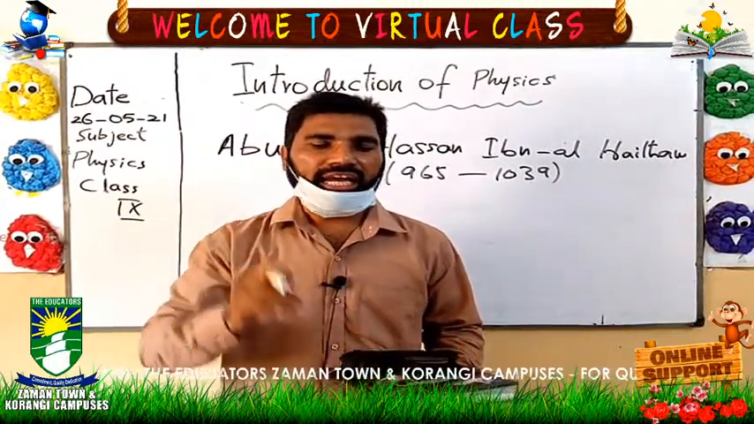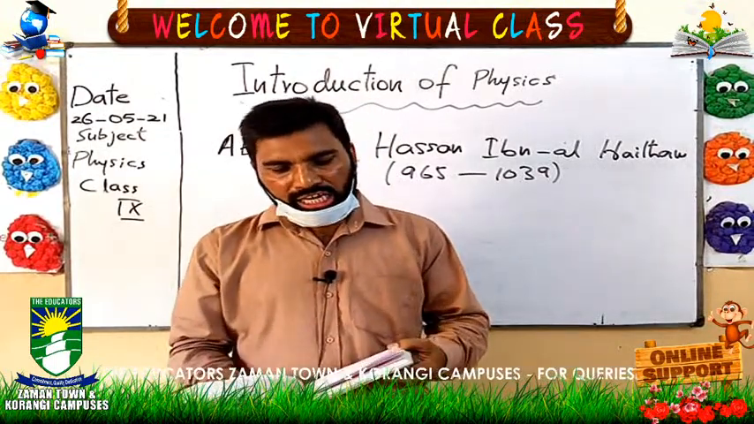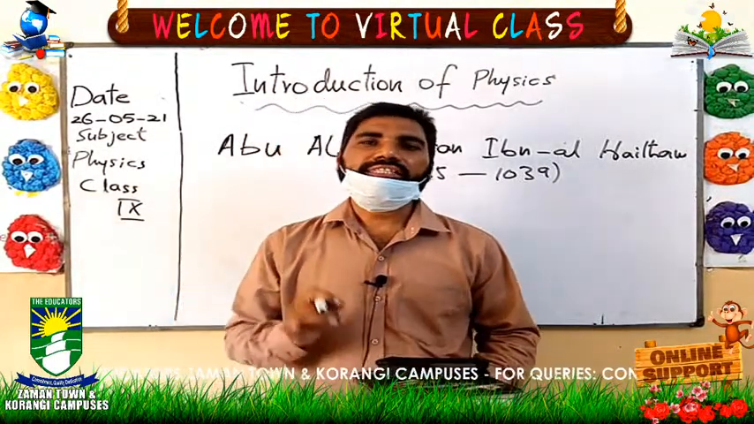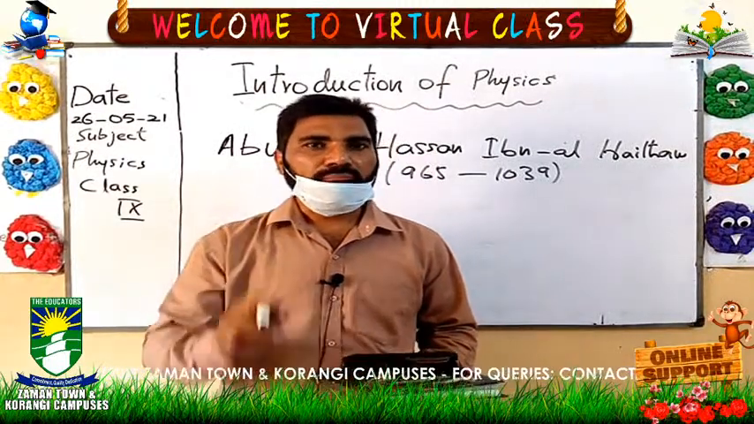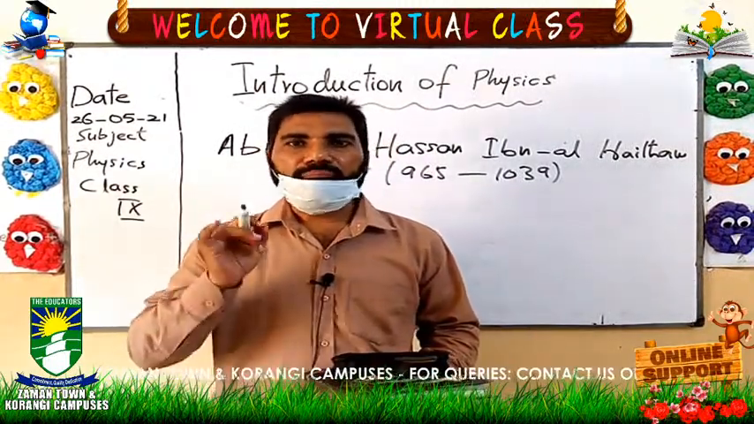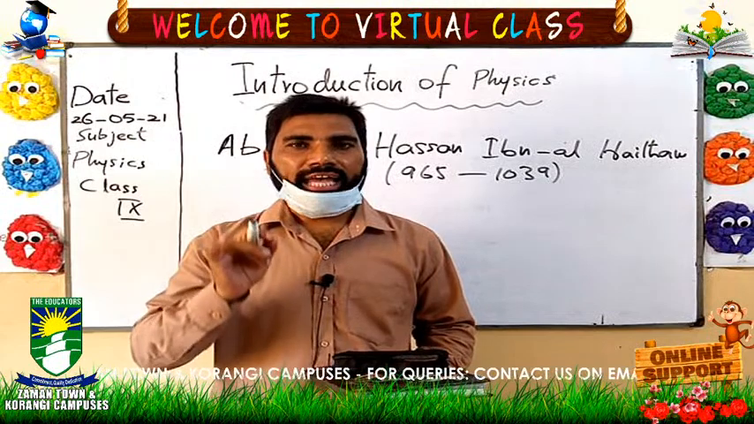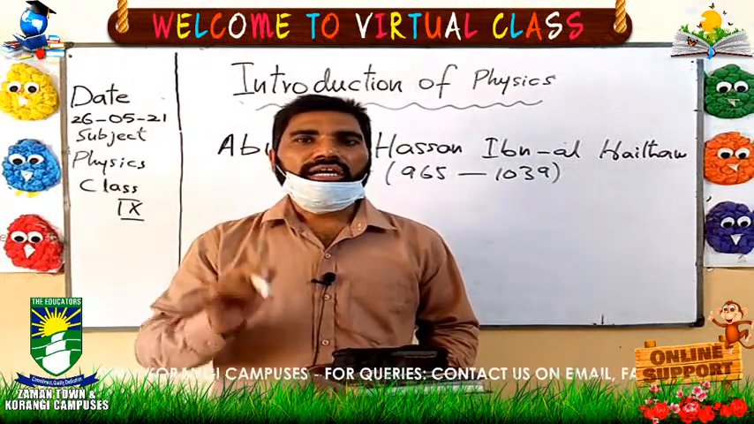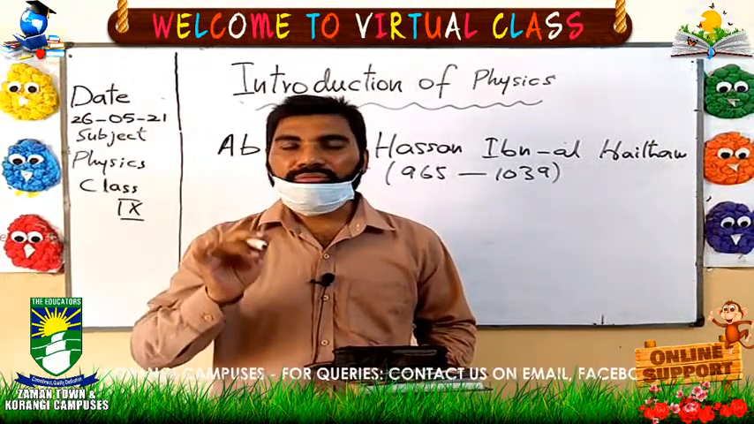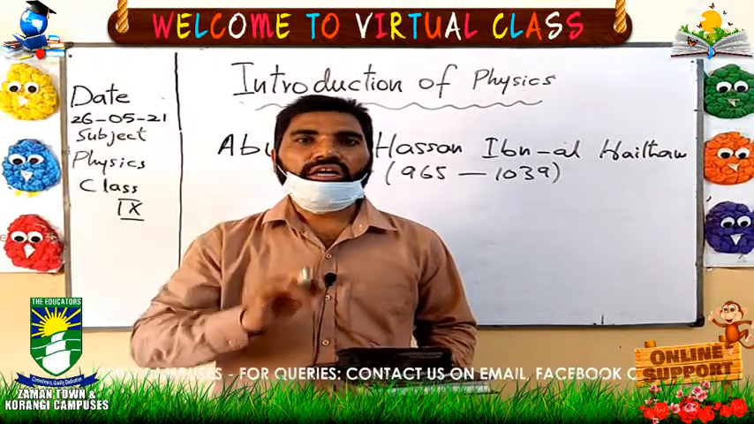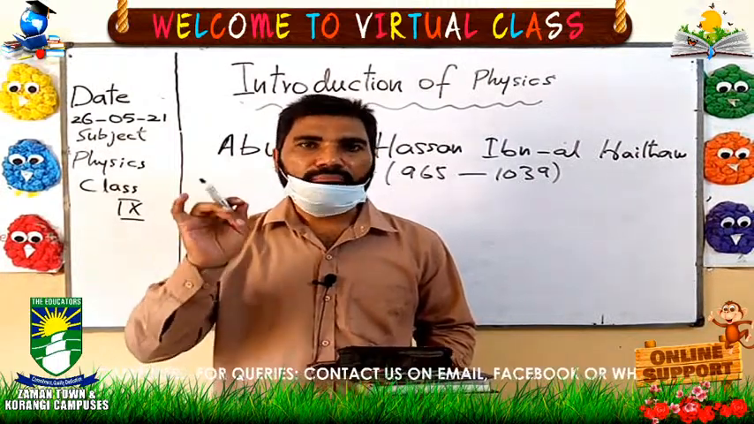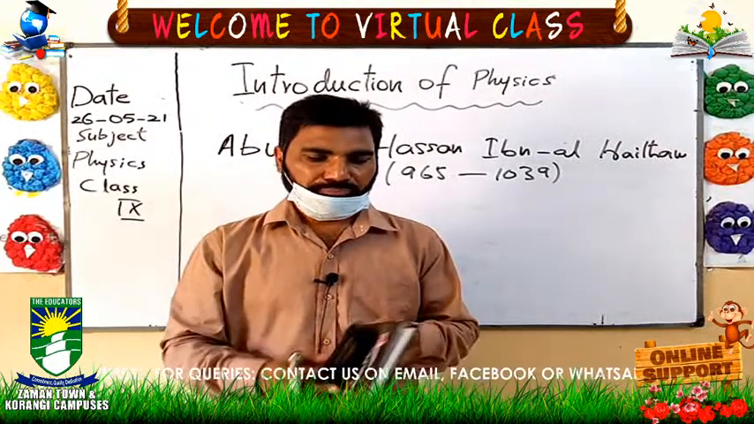He gave this idea. He invented a pinhole camera. For the first time in the history of human beings, he invented the pinhole camera. With this camera, he took the image of a sun eclipse, which at that time was impossible to do.